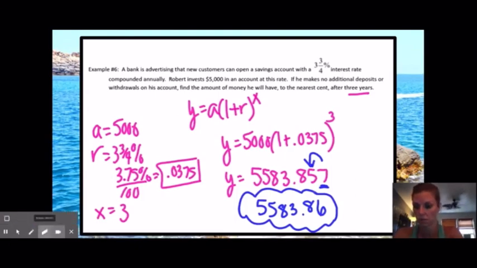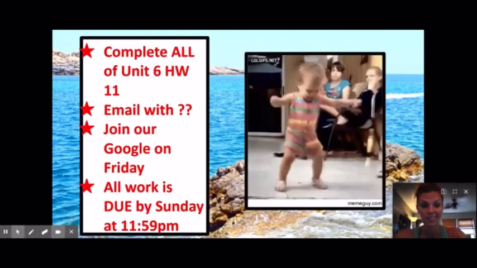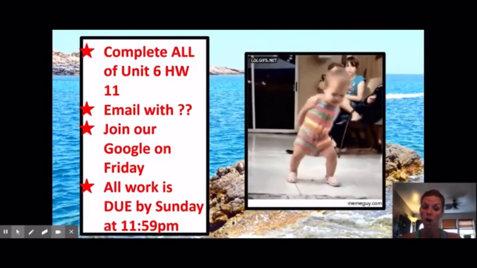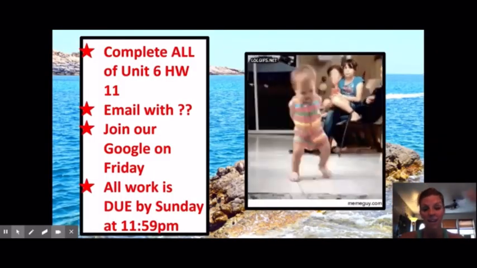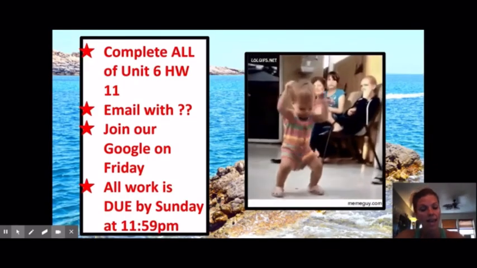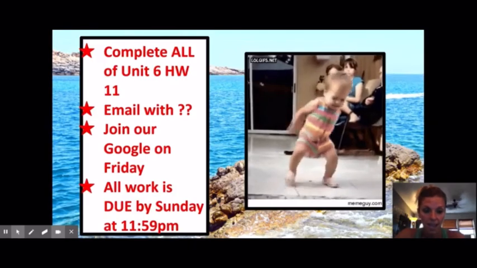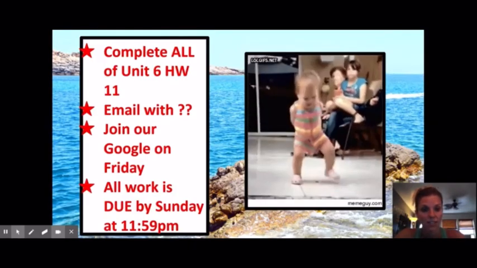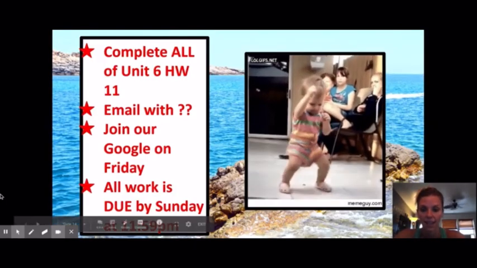I don't think there was a number 5. That's it. Nice and easy. Doing the same stuff tomorrow, looking at them a little bit different, but it's a great way to end the year. Again, email, join the Google Meet on Friday. Everything is due by Sunday. And that is it for the year, guys. You have one lesson left.